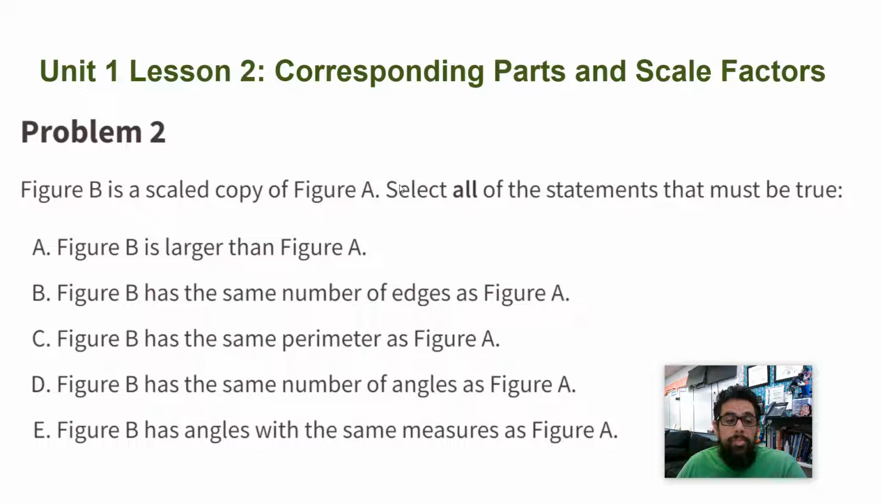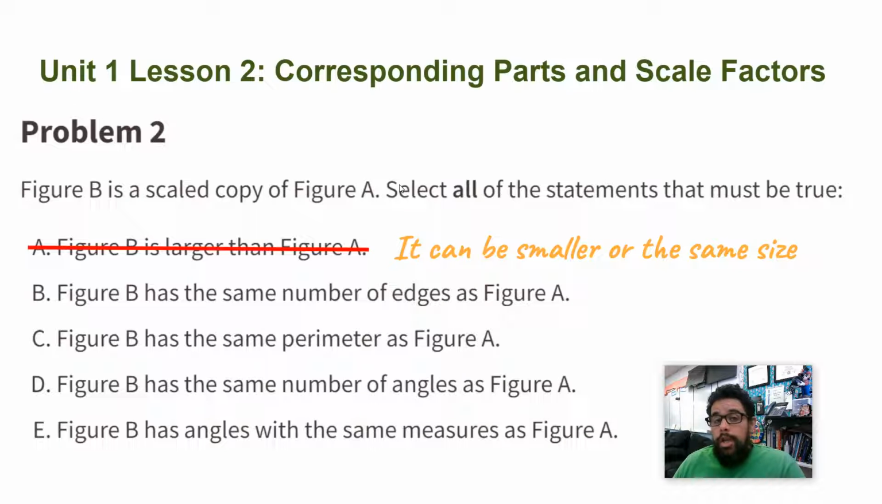Part A, Figure B is larger than Figure A. This one is not true because it can also be smaller or the same size. If you looked at practice problem number 1, you have a scaled copy and it's smaller. So that one is not true. You can also have a scaled copy be the same size, and that's with a special scale factor.